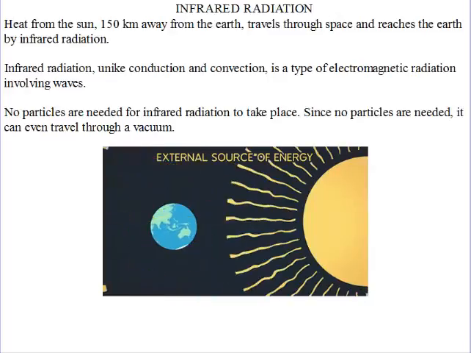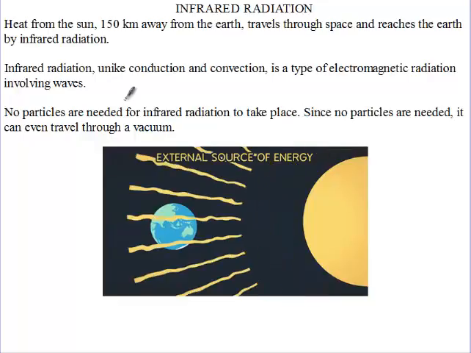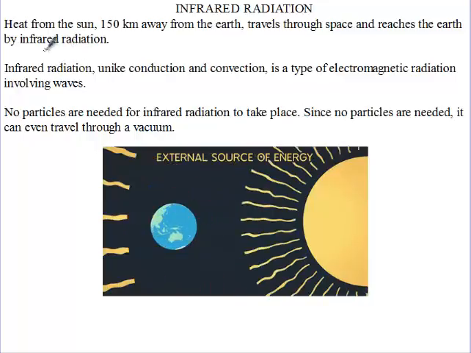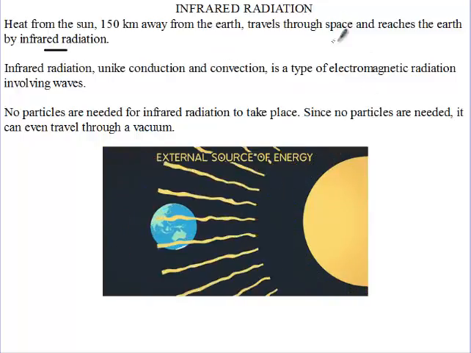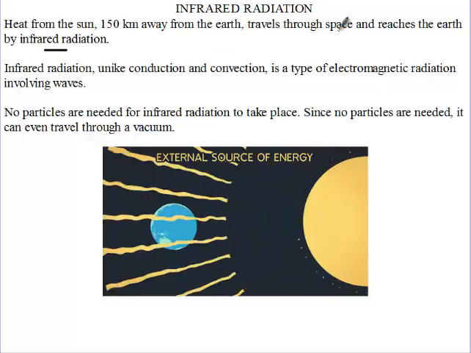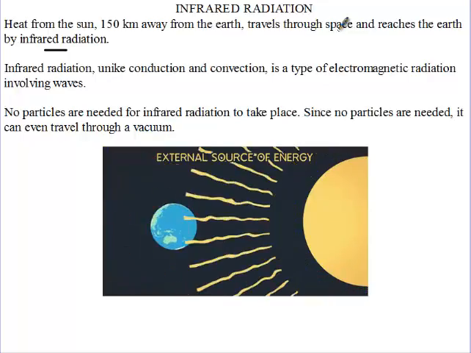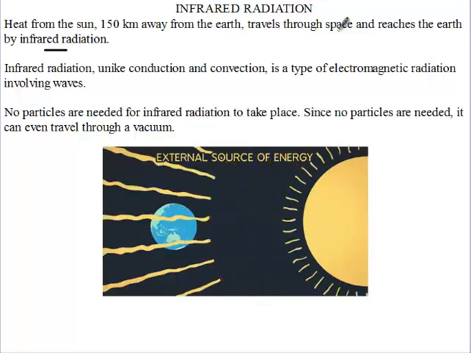The first thing we're going to talk about is infrared radiation. Now, heat from the sun, that is about 150 million kilometers away, travels through space and reaches Earth by infrared radiation. Okay, through space, that means there's nothing there. There are no particles in between the sun and the Earth, but still heat is able to travel and then get to us. And that is by the process called infrared radiation.